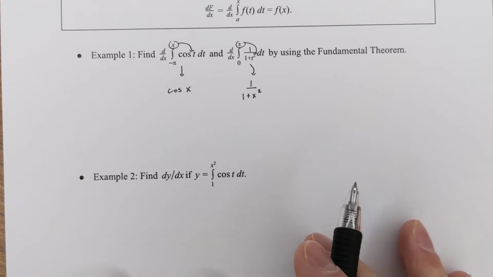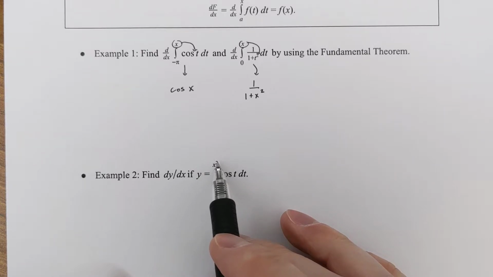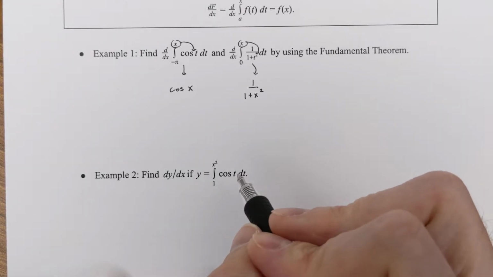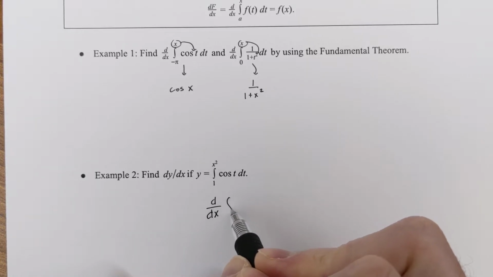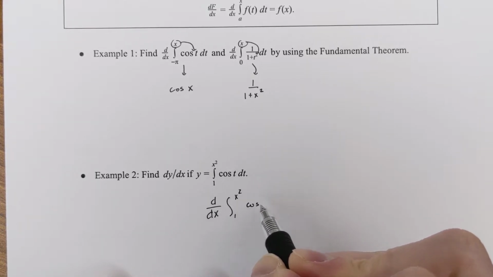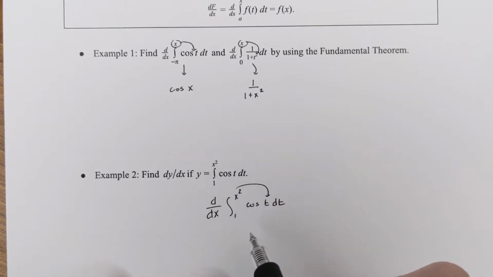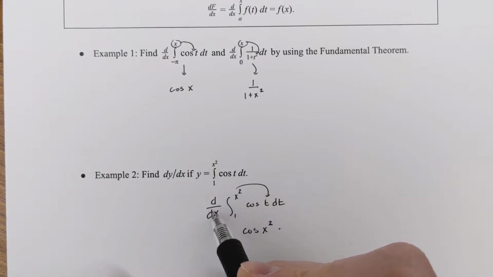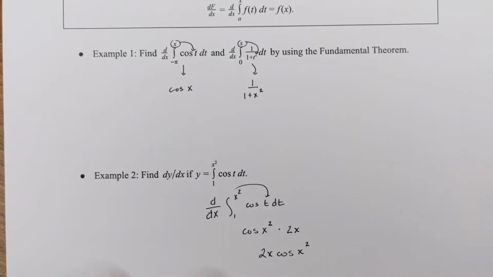All right, so down here, it's a little bit different because we don't have an x, we have an x squared. Now, what this does is actually introduces a chain rule step. So when you do the derivative, d dx from 1 to x squared of cosine t dt, the first step is the same. The x squared goes in for the variable, so the cosine of x squared. However, that's not an x, so I have to multiply by its derivative as well. I have to take the derivative of that bound, so this can be times 2x. So your actual answer is 2x cosine x squared.